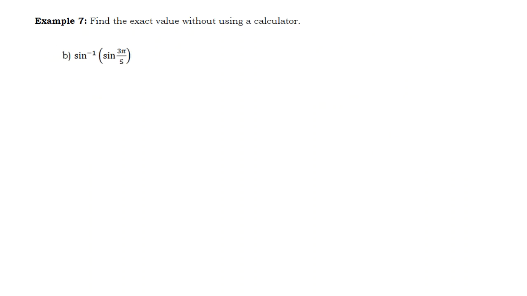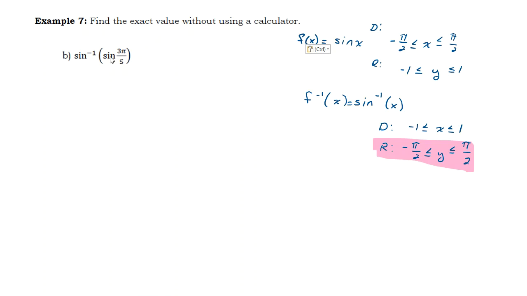So if we go look at the next example, we've got the inverse sine of the sine of 3 pi over 5. This looks like a very similar problem. Let's paste our domain and range on this slide. But now this 3 pi over 5 is outside of the possible answers to this question. The answer has to be some angle between negative pi over 2 and pi over 2, and 3 pi over 5 is outside of that.